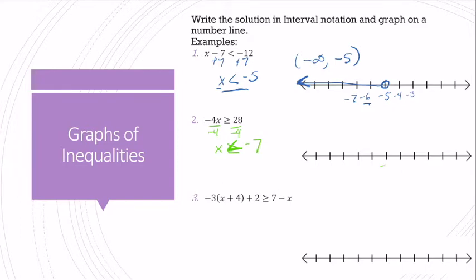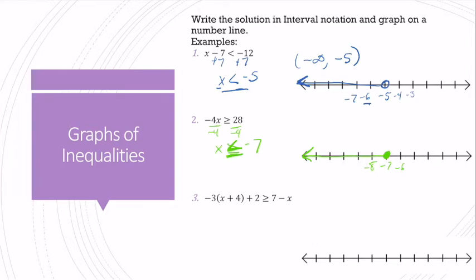So here I have negative 7, negative 6, negative 8. Make the number line work for you. I have less than or equal to, so I know my endpoint is included. I'm going to put a closed circle on negative 7. x is less than or equal to negative 7. Okay, so negative 8 is less than or equal to negative 7. So I'm going to go ahead and shade to the left.